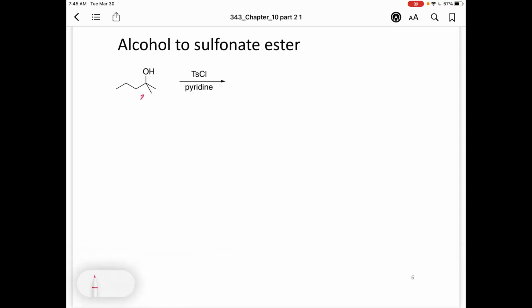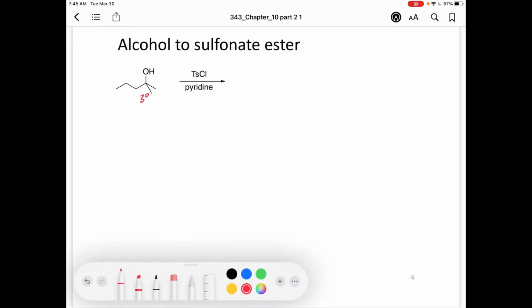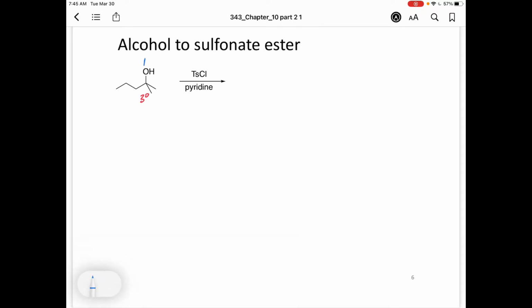Notice here I have a tertiary alcohol, and this can work. Part of this is because of the size of our nucleophile. Although the nucleophile is the same, our electrophile is easier for this to attack. So when we think about the mechanism here, we need to look at what all we have. We have tosyl chloride and we also have pyridine.